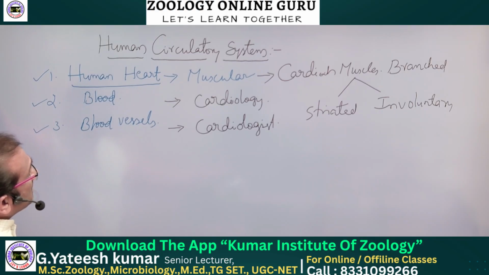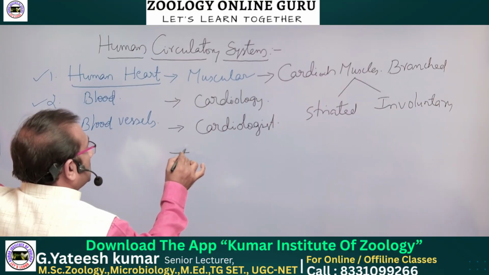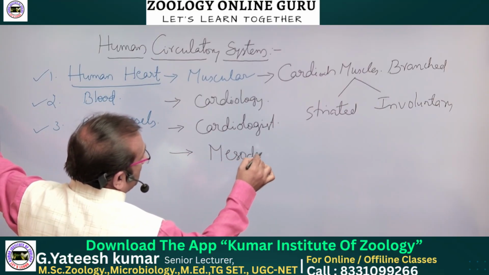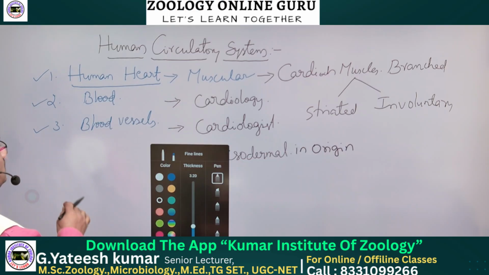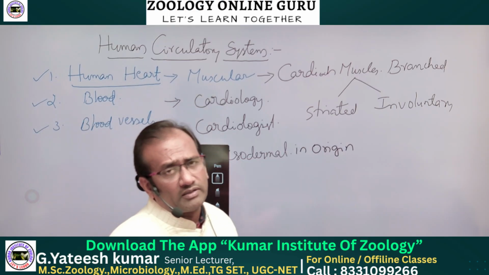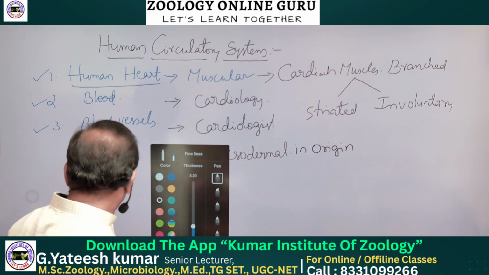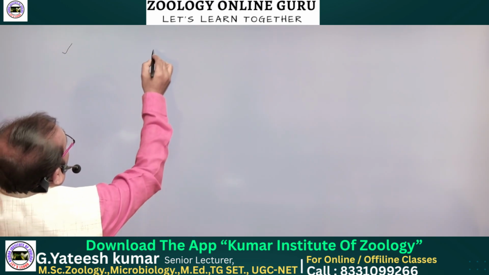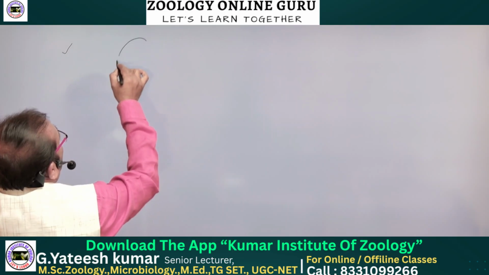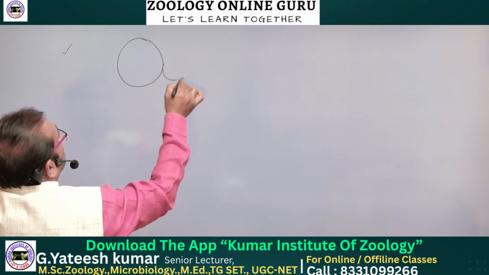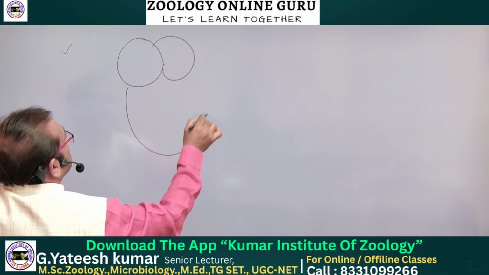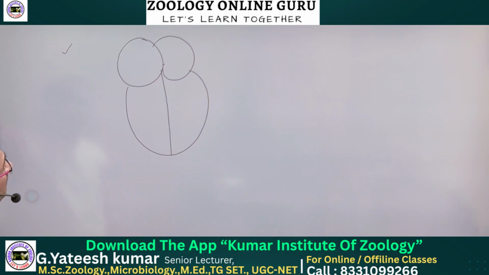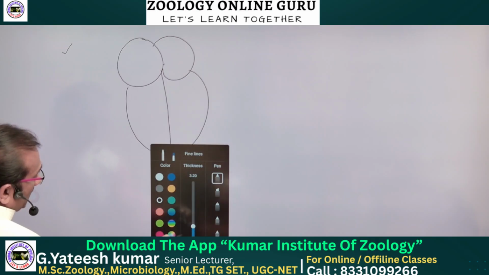The heart is a muscular organ, and the heart muscles are mesodermal in origin. Now, coming to the structure of the human heart: the human heart is a 4-chambered heart. Now coming to the external characters.